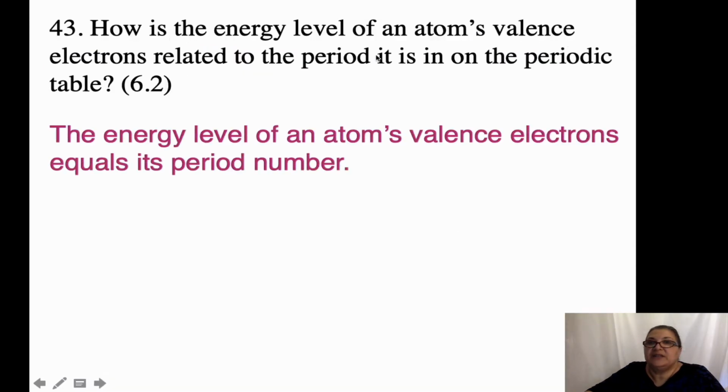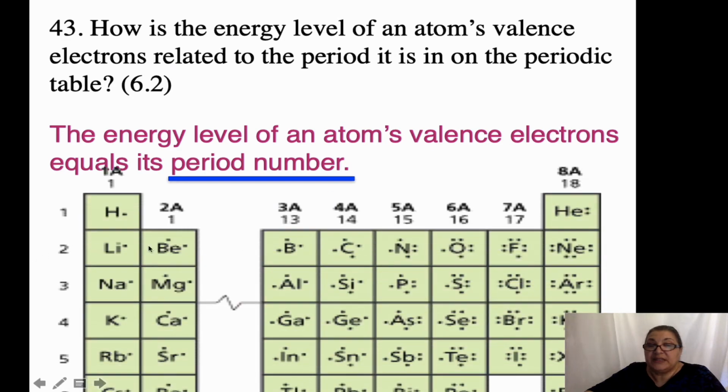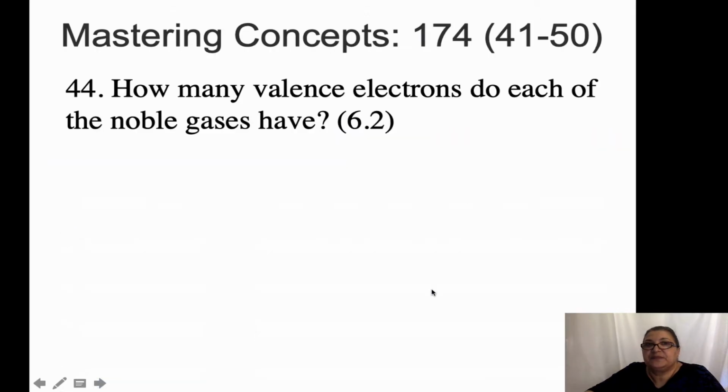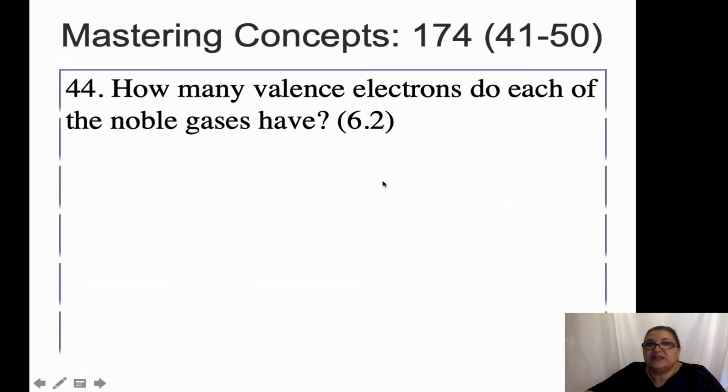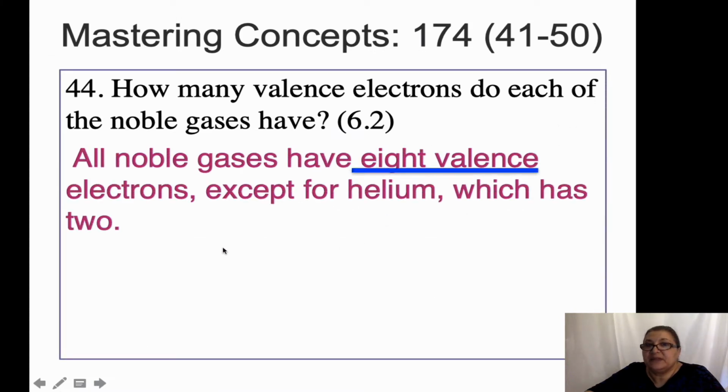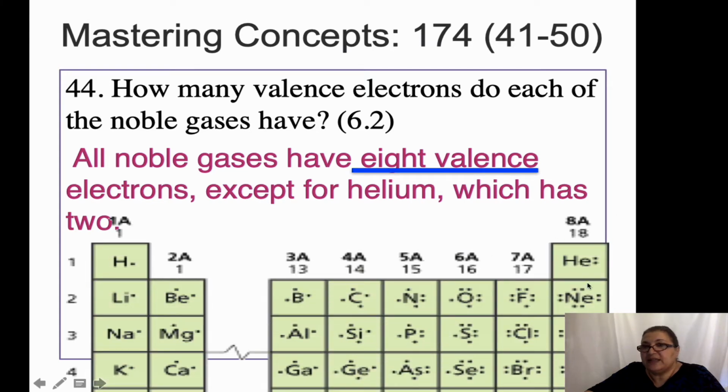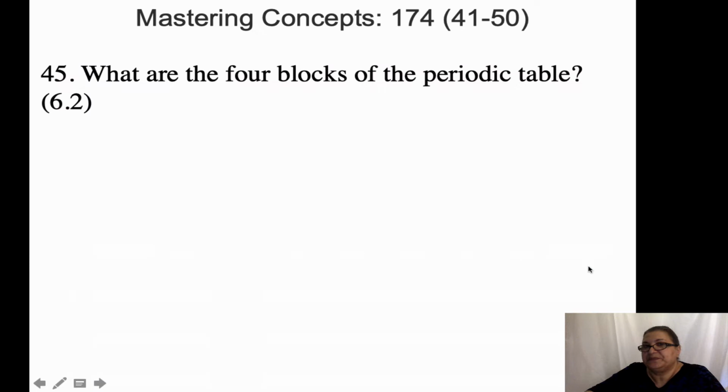How is the energy level of the atom's valence electrons related to the periods in the periodic table? Okay, energy levels tell us the period. They're the same. So these are called energy level 1, 2, 3, 4, 5. So periods are horizontal and energy level is the same as periods. How many valence electrons in a noble gas? All noble gases have 8 except helium, which has 2.